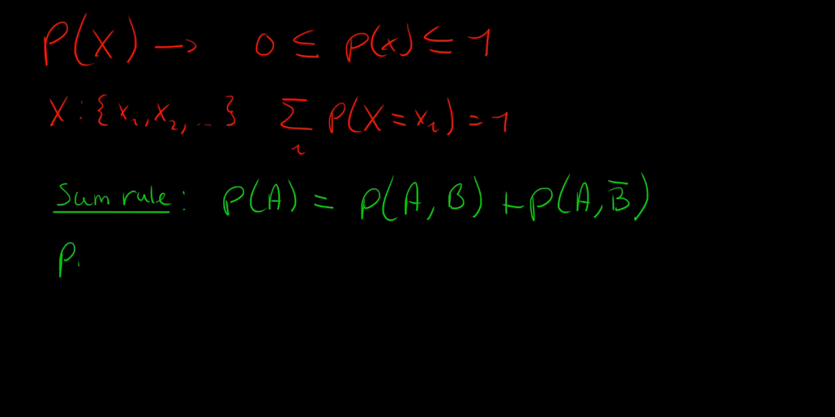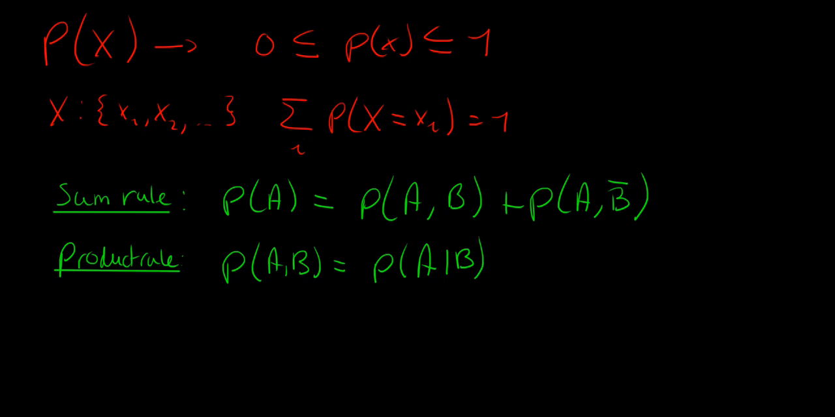The other very important rule is the product rule. And the product rule states that if we have a joint probability, we can rewrite this in conditional probabilities. And that means that right now, here we say the probability of A and B is the same as the probability of A given B, so knowing the outcome of B already, multiplied with the probability of B.